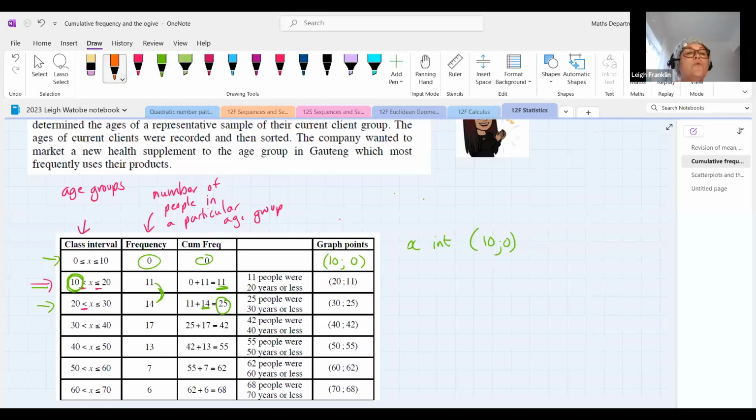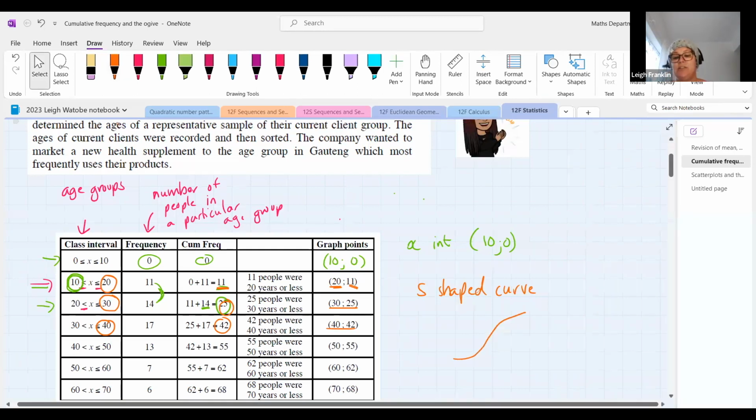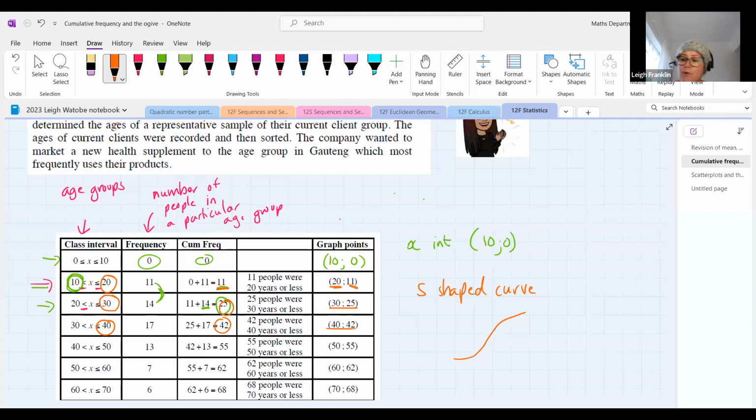Then in order to draw the graph, we plot the upper bound against cumulative frequency. Can you see that here? Graph points, the upper bound against cumulative frequency. We plot these points, and what we are expecting to see is an S-shaped curve. It generally ends up looking like that in shape. And it is supposed to be a curve, so you're not supposed to be drawing it with a ruler.